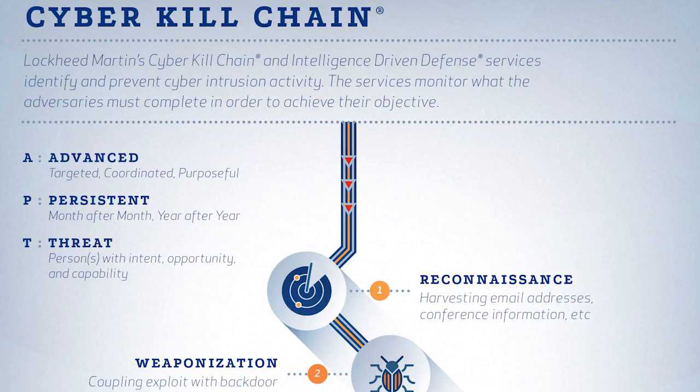So reconnaissance, step 1, is very important. Now the next step is weaponization. So basically they arm themselves. They don't arm themselves with automatic weapons and so forth. They basically arm themselves with the right malware weapons, right?